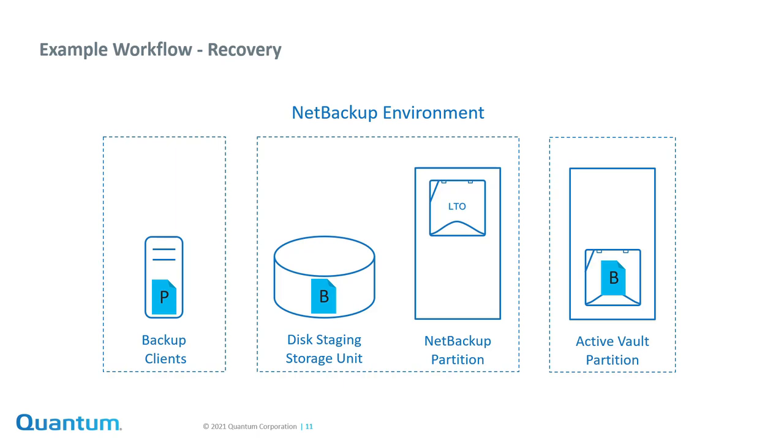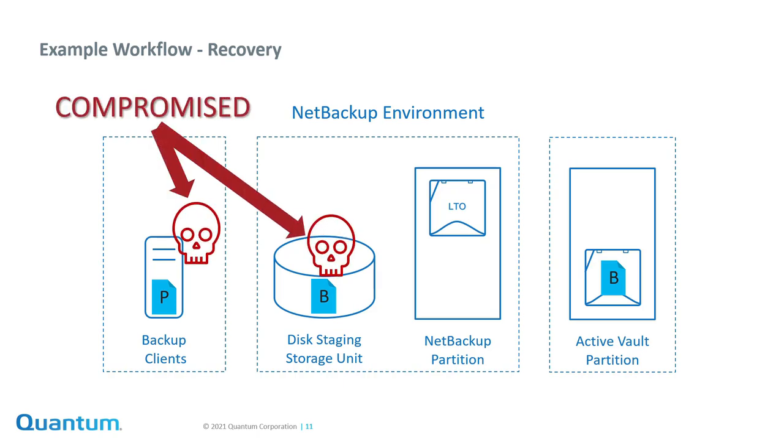Now let's say an attacker got into your network. They've deleted or encrypted or otherwise destroyed your primary copy of data, as well as the backup copy in the NetBackup DSSU. Luckily, you have that safe copy in the Active Vault partition. Notice there is no attack path to the safe copy since it's not connected to the network and it's outside NetBackup's control. There is no way that a remote attacker can gain access to that tape as long as it's in the Active Vault partition.